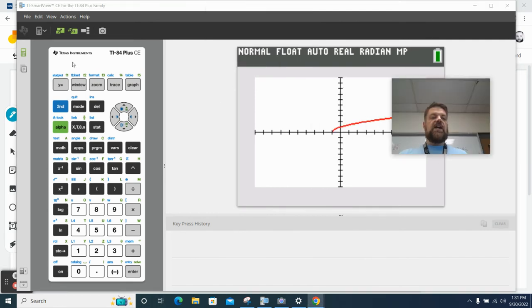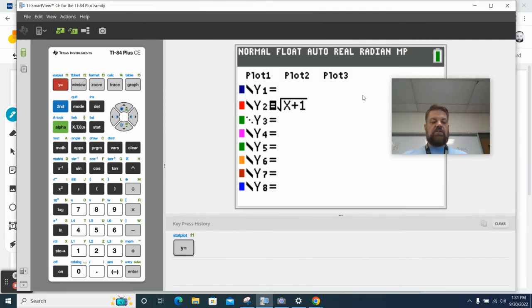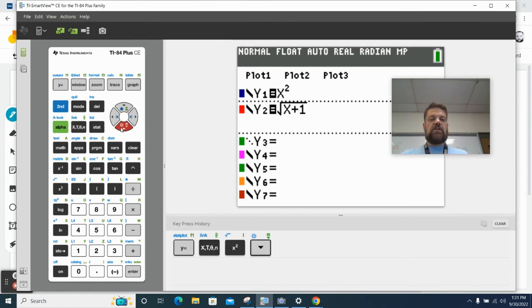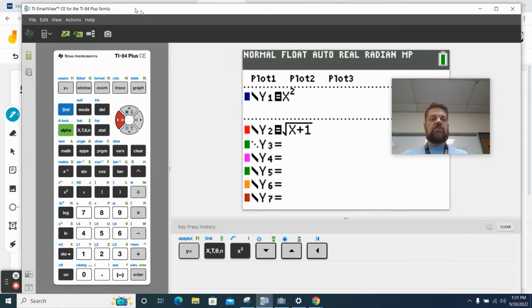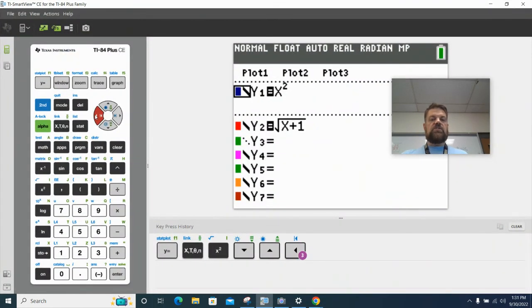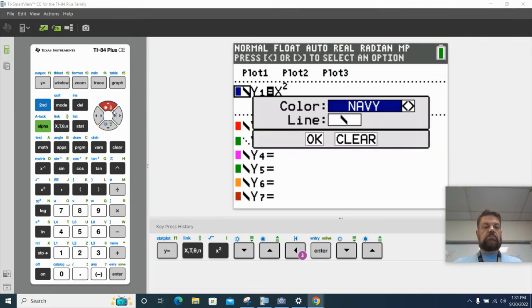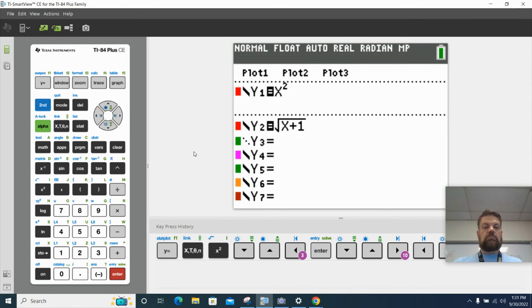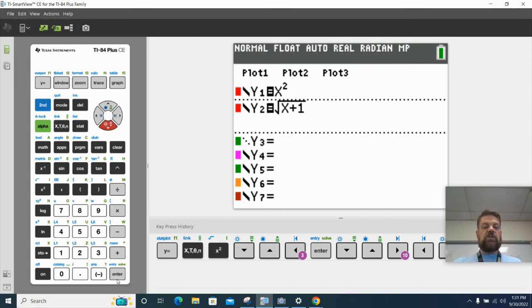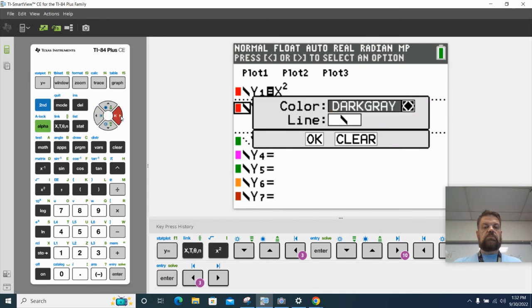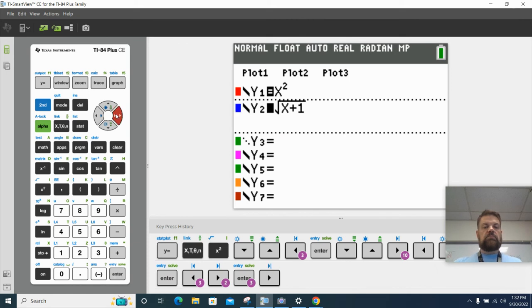So let's see what happens. So I'm going to do this in parts. So this is going to be x squared, right? That's the blue one. Actually, I should change it around, didn't I? What did I do first? Did I do the red? Yeah. So let me change this to red. And then this next one, I'm going to change to blue. That's crazy. I like dark gray. I like black.